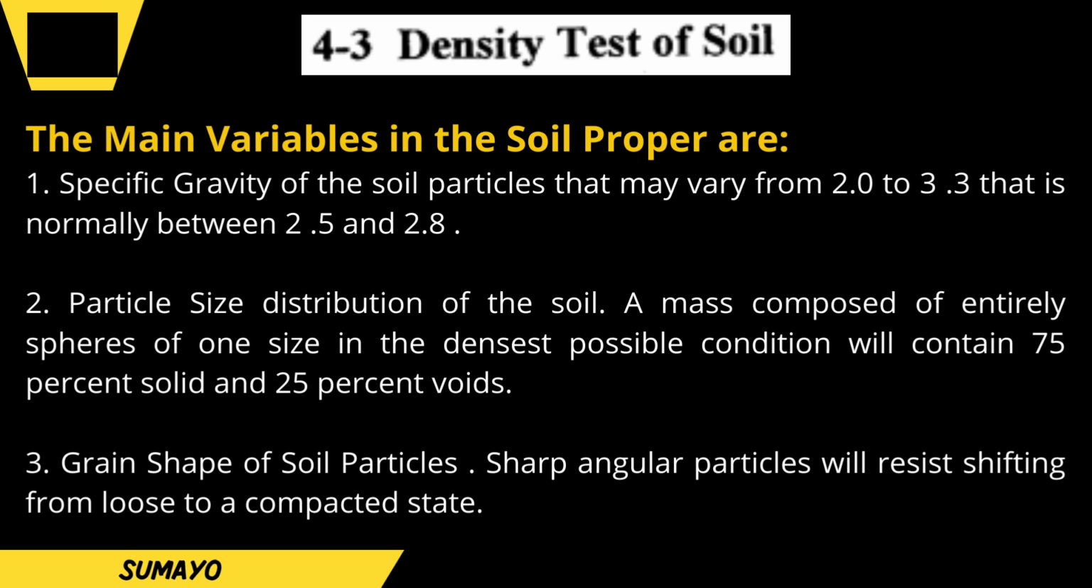Grain shape of soil particles. Sharp angular particles will resist shifting from a loose to a compact state. Flaky particles in soil will decrease its density because they are difficult to compact.